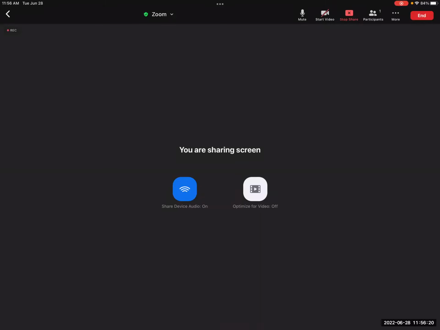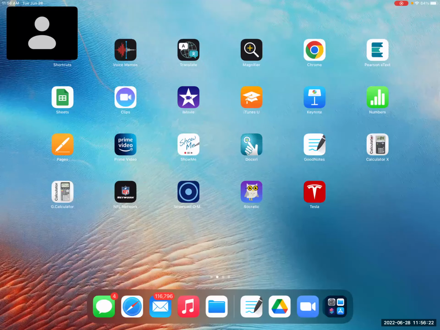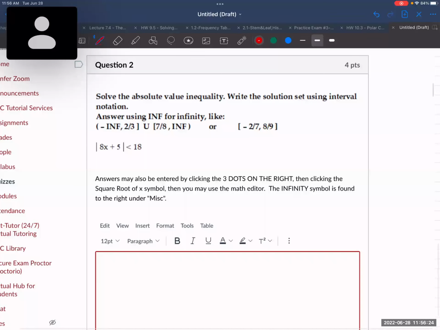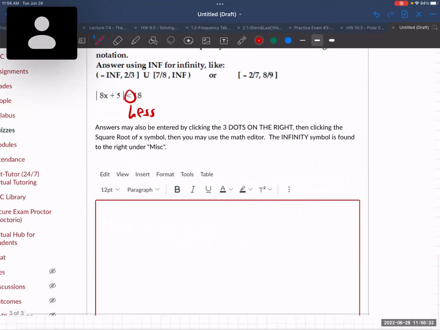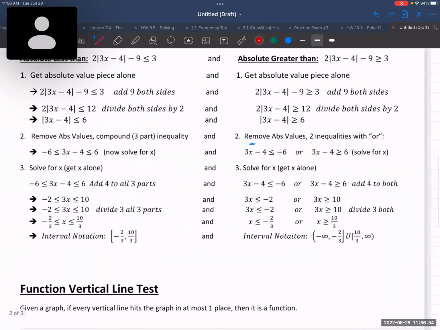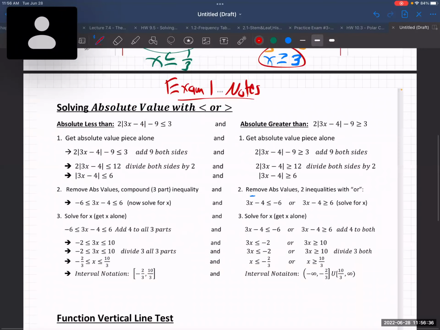Okay, so here I'm going to show you how to do question number 2 from the exam. So it's absolute value. Notice what this says right here, absolute value less. So if you go to the notes, here's the exam 1 notes. Here's the sections. These exam 1 notes are right on the home page. Go to the home page of our Canvas course, click on notes, you'll find these notes. You can print them out and use them during the exam.